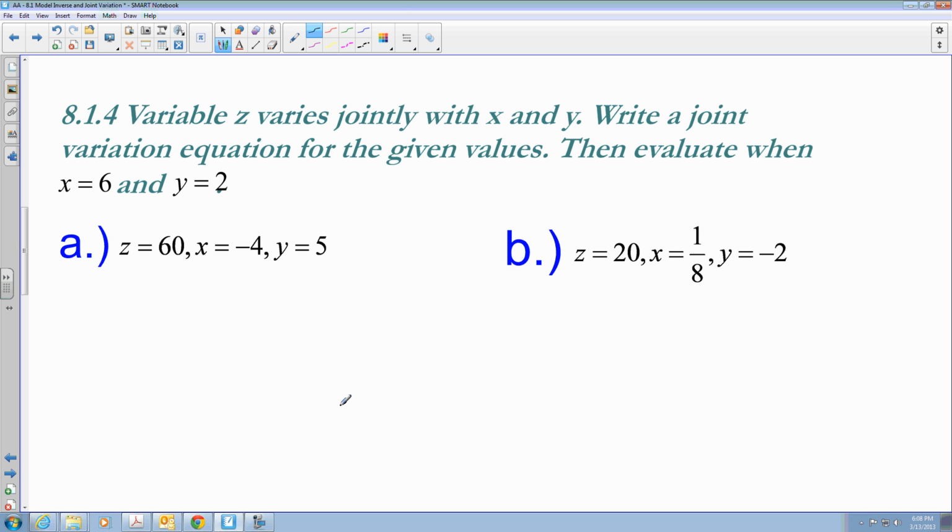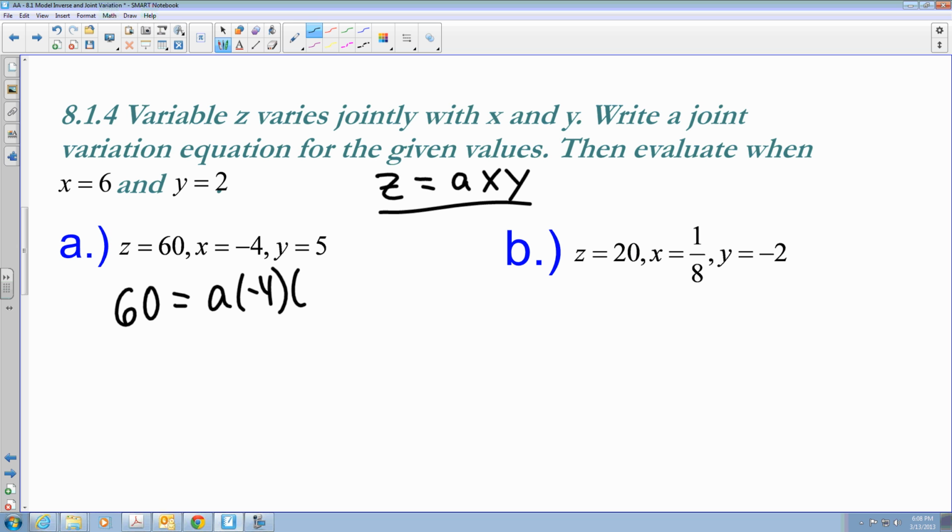It says that it varies jointly, so that means z is going to equal a, because we still need that constant of variation, times x times y. So here for a, we're going to use this equation. We don't know what a is, but we know what z is, and that equals a multiplied by -4 and multiplied by 5. So let's solve for a.